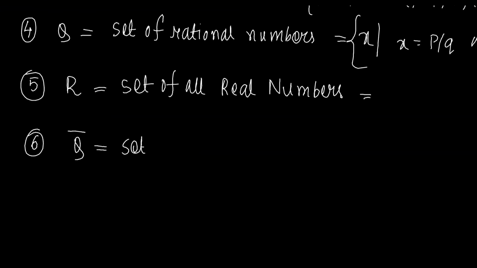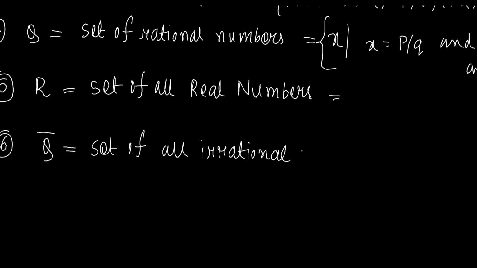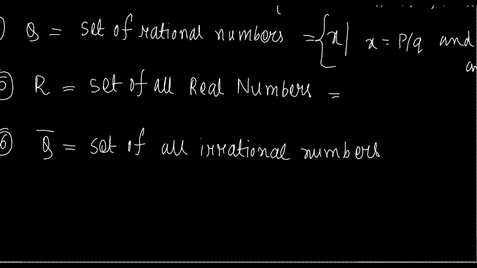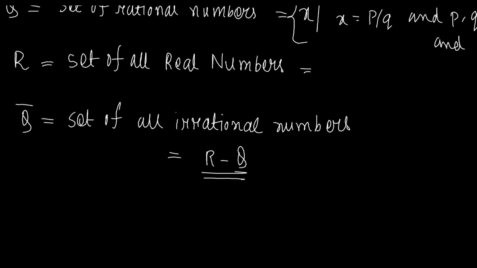Next, it is denoted by q bar. It is the set of all irrational numbers. Set q was the set of rational numbers, and q bar is the set of all irrational numbers. Now how can we get the set of all irrational numbers? Simply we eliminate the set of rational numbers from the set of all real numbers, and then we get the set of all irrational numbers. So the set of all irrational numbers is basically R minus Q, that is, we subtract the set of all rational numbers from the set of all real numbers.